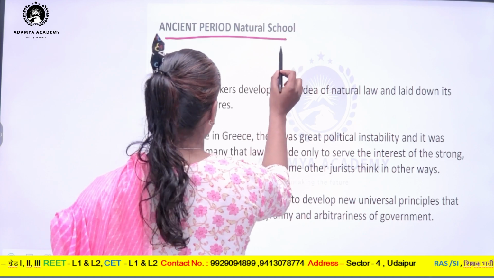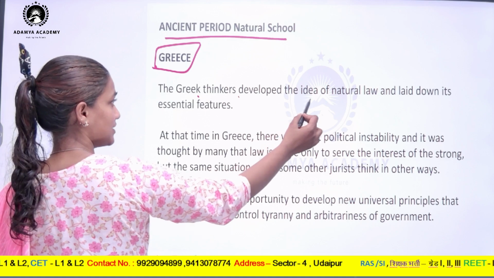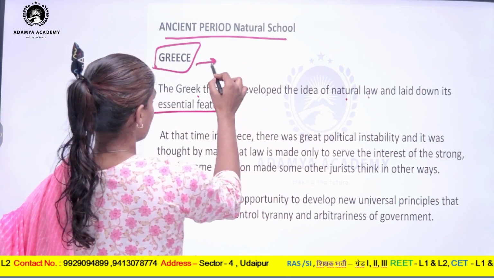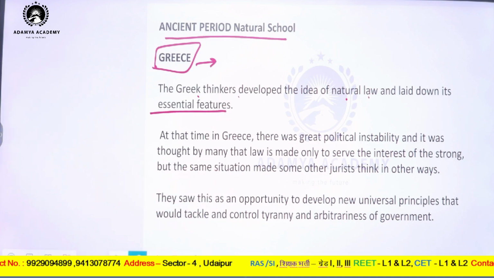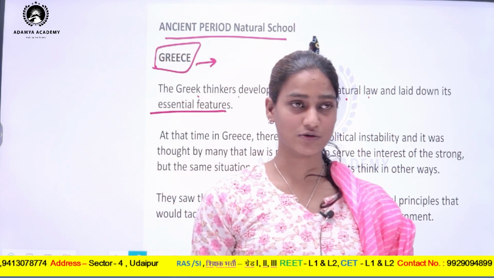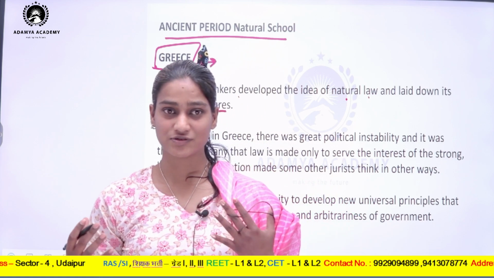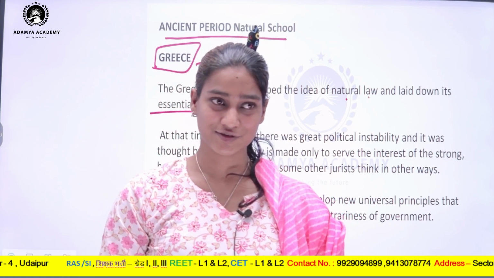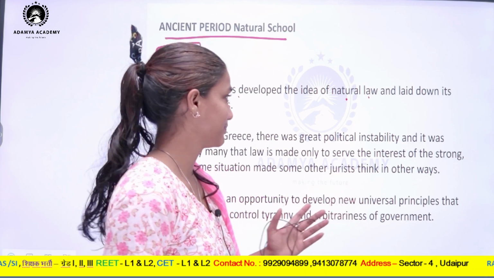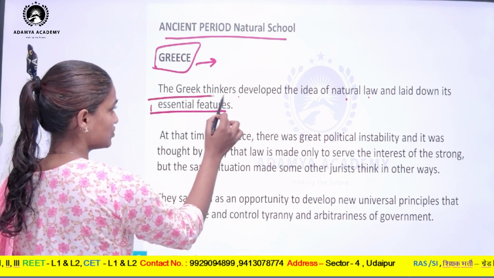Ancient period of natural school, Greece. The Greek thinkers developed the idea of natural law and laid down its essential features. From Greek mythology and Greek culture, we have developed the jurisprudence as we are studying today. So the source of jurisprudence is also Greek mythology, which is written here.